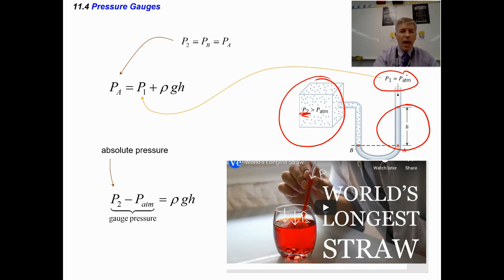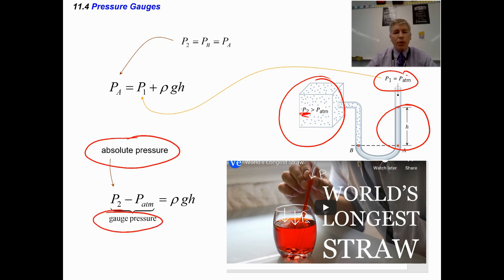This slide also reminds us what we mean by gauge pressure. Gauge pressure is just the difference between the absolute pressure inside that fluid minus whatever atmospheric pressure is. So it's the difference between them.